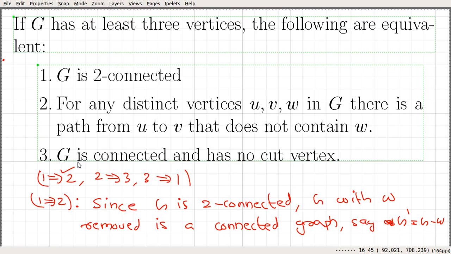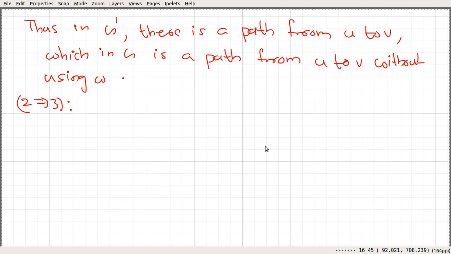Using this, we are going to prove that the graph G is connected and has no cut vertex. We will start with the graph having this property. Then we will use a contradiction to show that G must be connected and has no cut vertex. So let's go and prove that statement. Let G have that particular property.